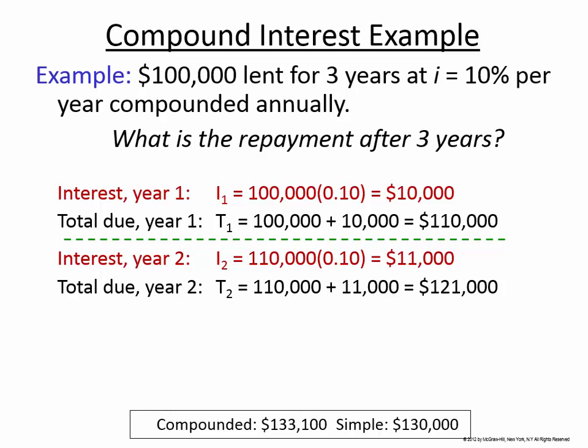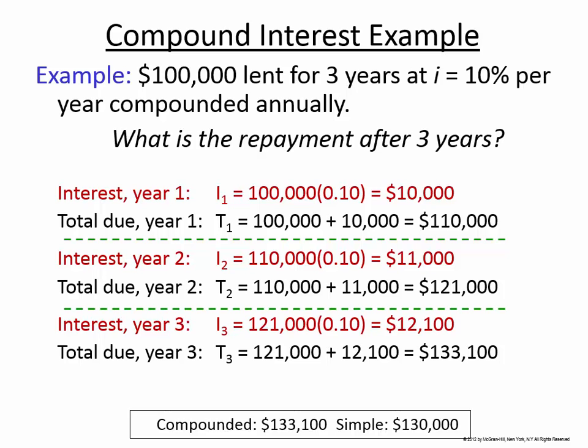Okay, so it goes from $11,000, and then in the third year, we follow the same pattern. You take the previous balance of $121,000, multiply it by the interest rate. So that means now, for that year, it's $12,100, and you add it to the previous amount, and then the total amount due is $133,100. So here's $133,100. So if we had paid simple interest, it's $130,000.